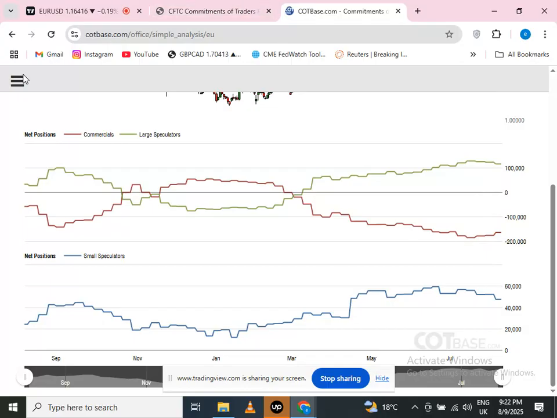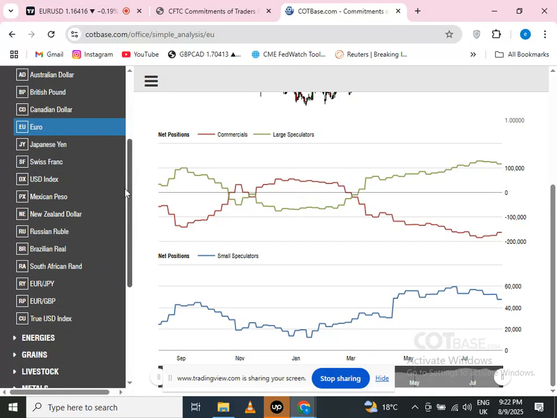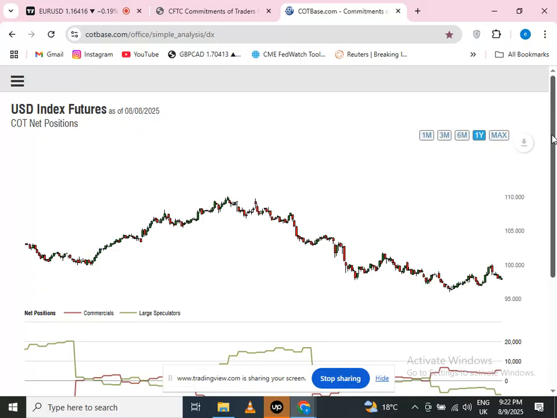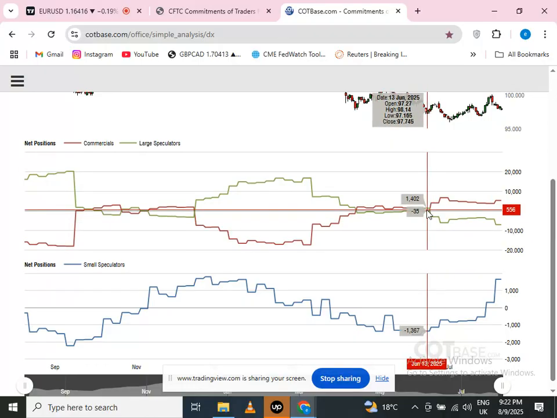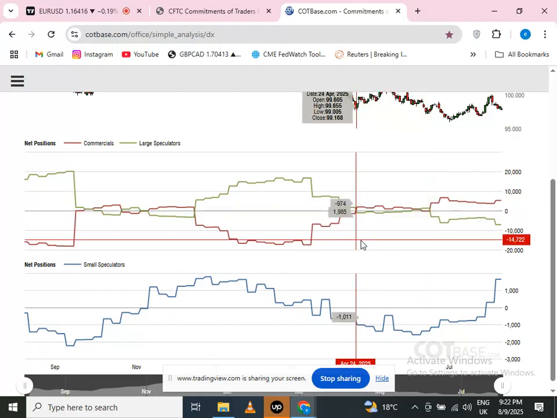Okay, let's take a look at the USD. Okay, this is the US. So what were the large speculators doing? See, the large speculators are selling the DXY, the US index. They're selling the US. You see, they've been selling the US since official.